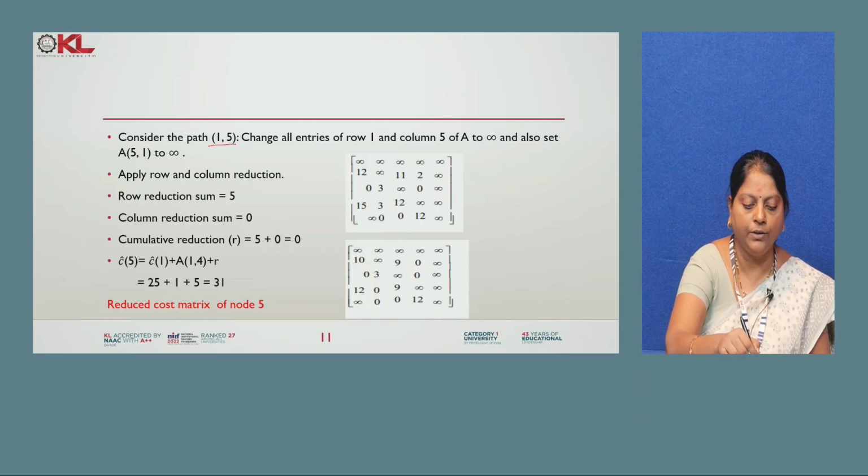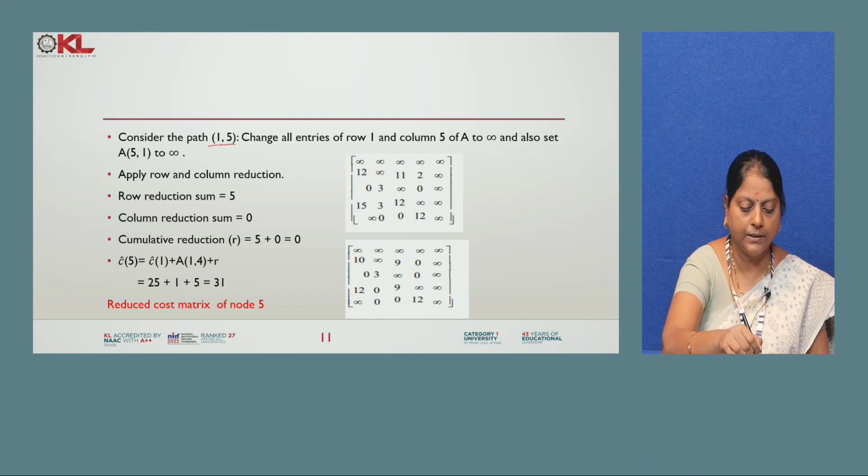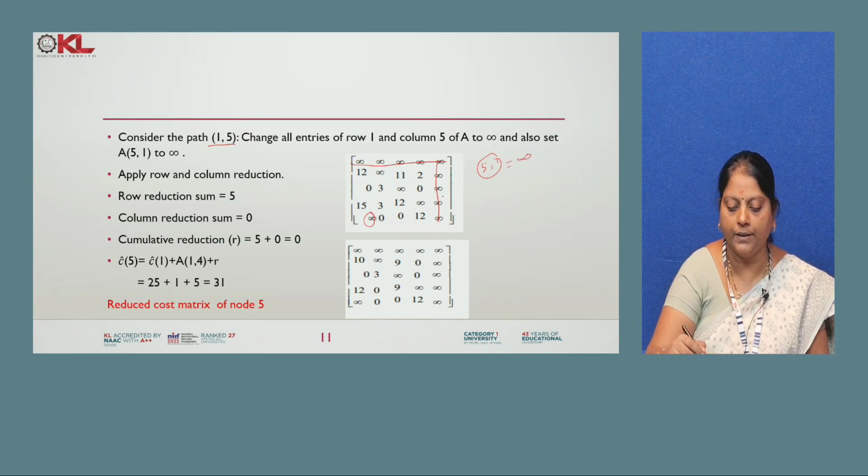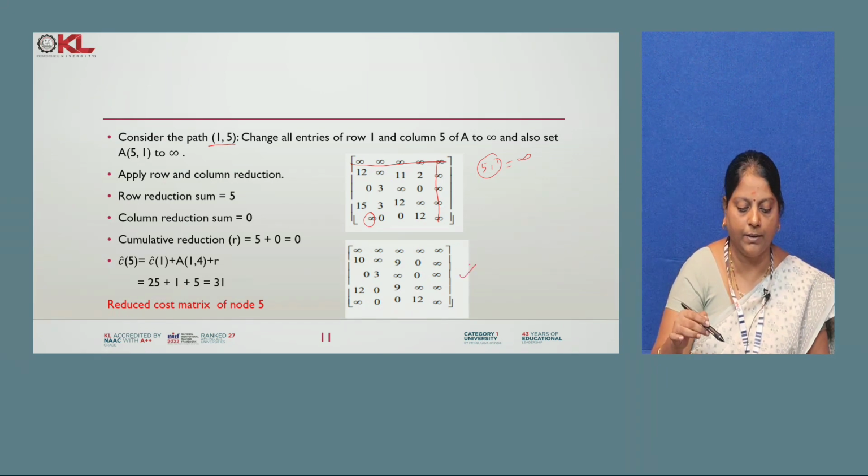Next, similarly we have to find the path. Consider the path 1 comma 5 and find the cost. Initially make all entries of the first row and fifth column infinity, and 5 comma 1 value is also set to infinity, and then apply row reduction and column reduction on this matrix. Then we get this reduced cost matrix.